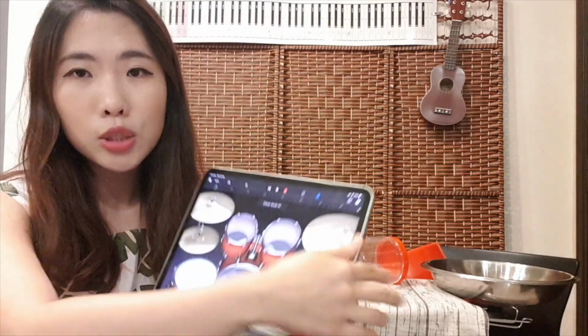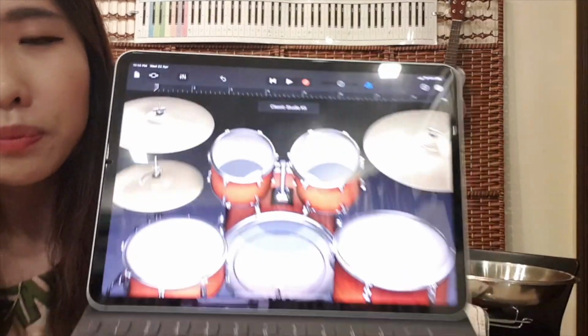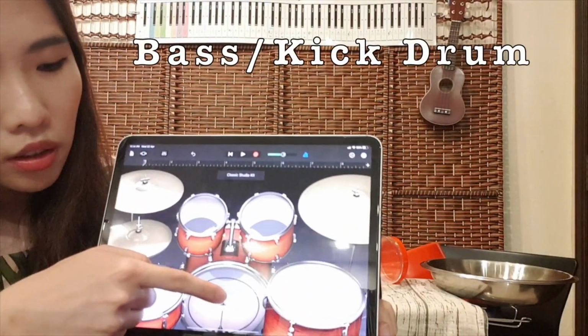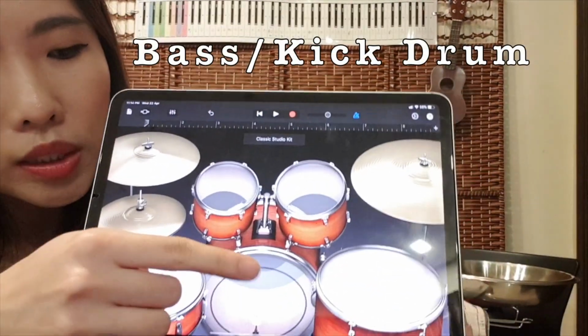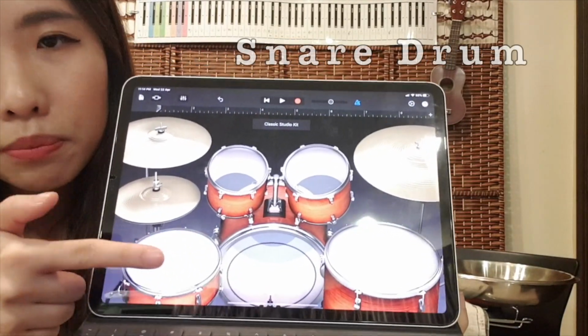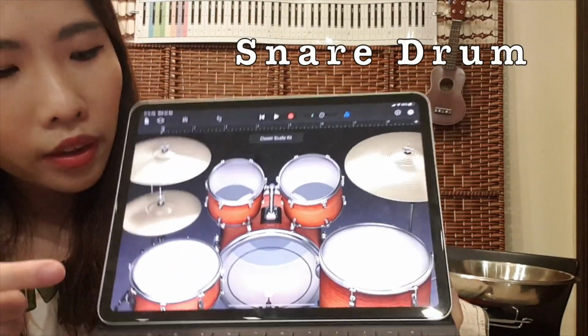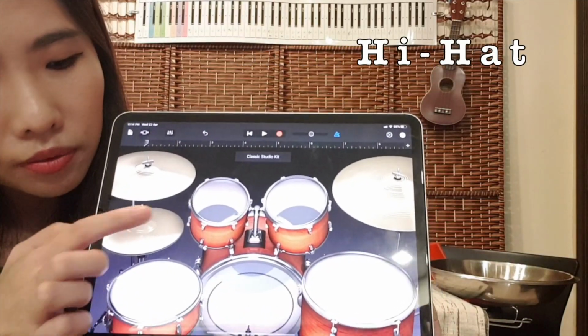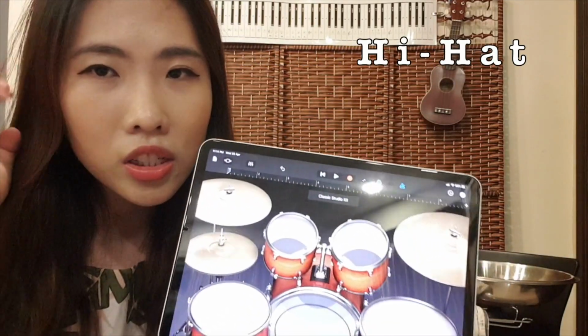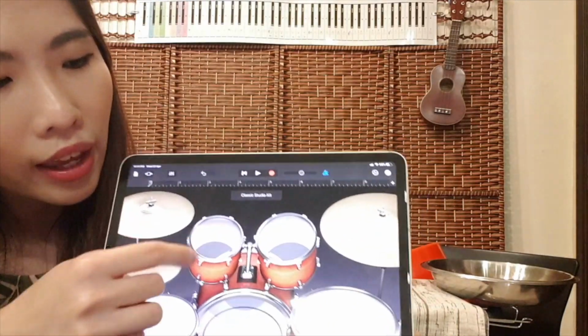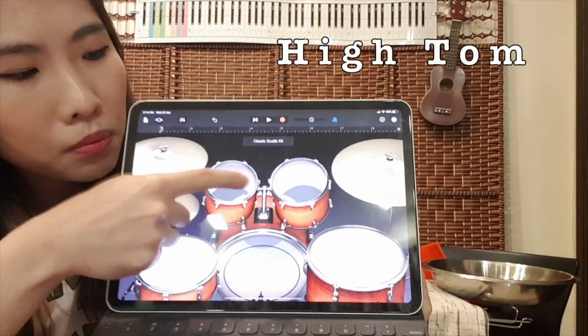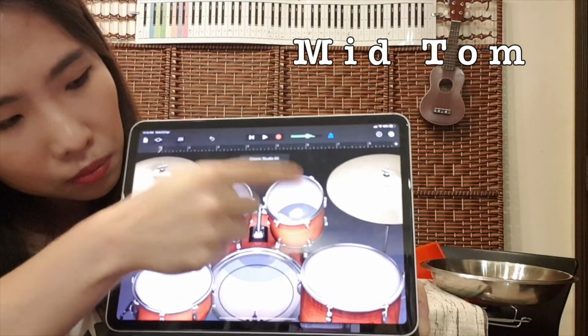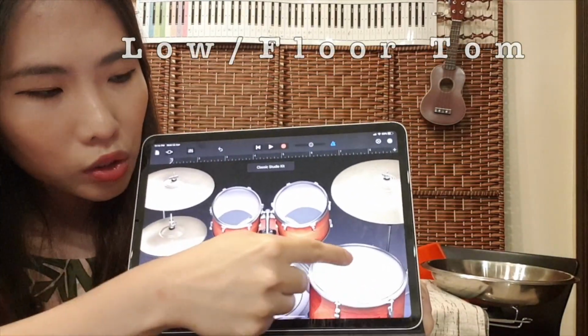So a very quick recap first. What are the sounds of the drum set? Okay, so with me here I have the GarageBand drum set. Let's hear the sounds. Okay, we have the lowest one, kick drum, and then we have the snare drum, and then we have the hi-hat. It has a sound. Okay, and then we have the three toms: high tom, mid tom, and the low floor toms.